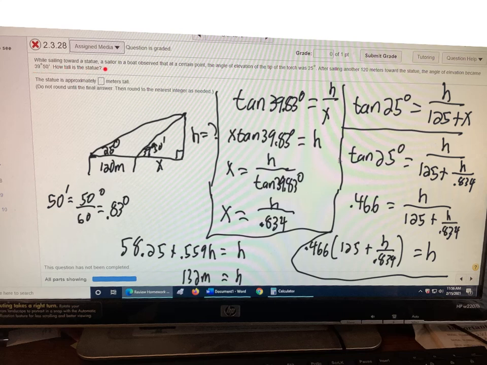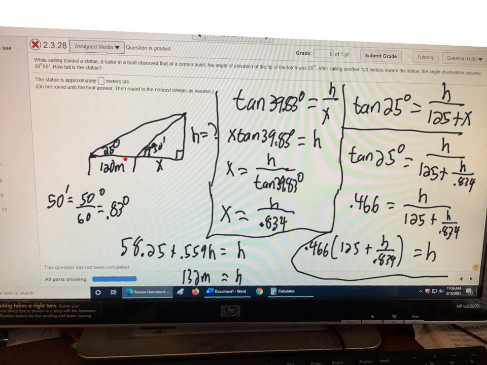While sailing towards a statue, a sailor in a boat observes at a certain point the angle of elevation of the tip of the torch was 25 degrees. So here's the boat, and here's, say, the tip of the torch. The angle of elevation is this angle here. It's 25 degrees. They sail another 120 meters, and then the angle of elevation is 39 degrees, 50 minutes.